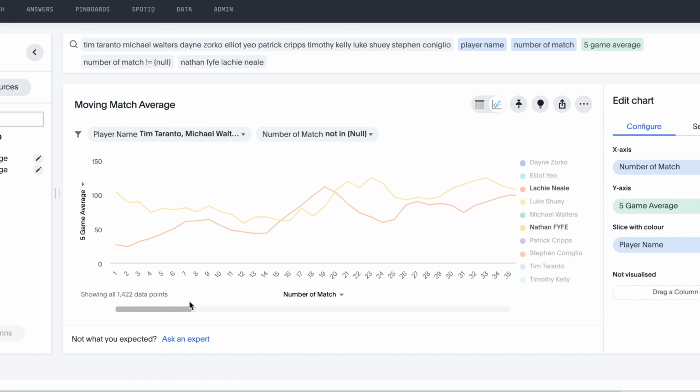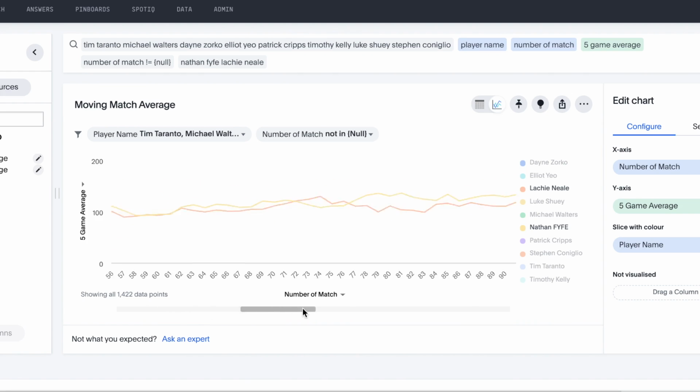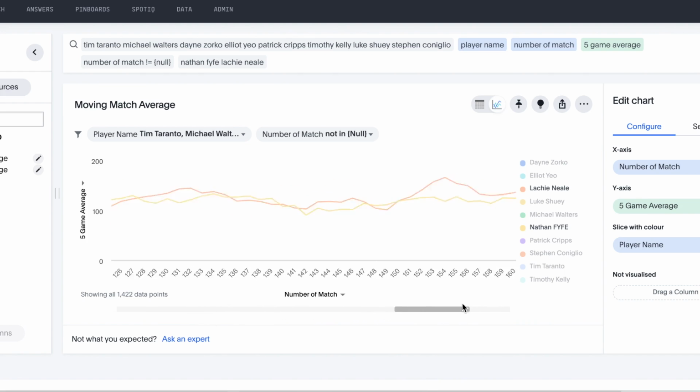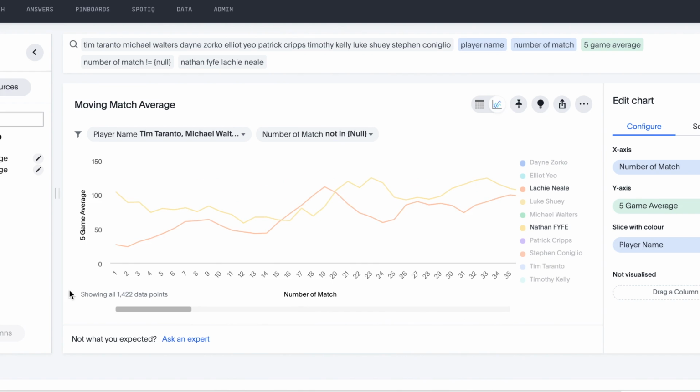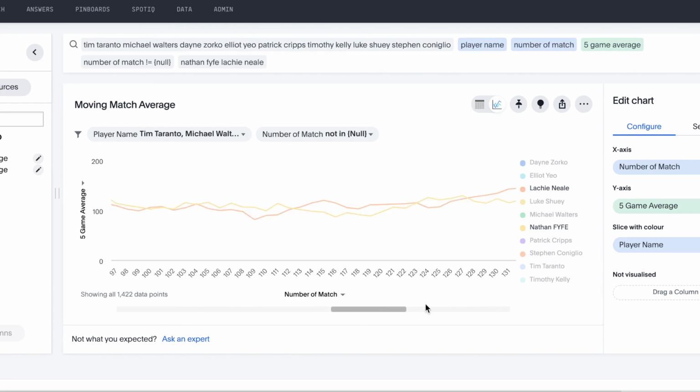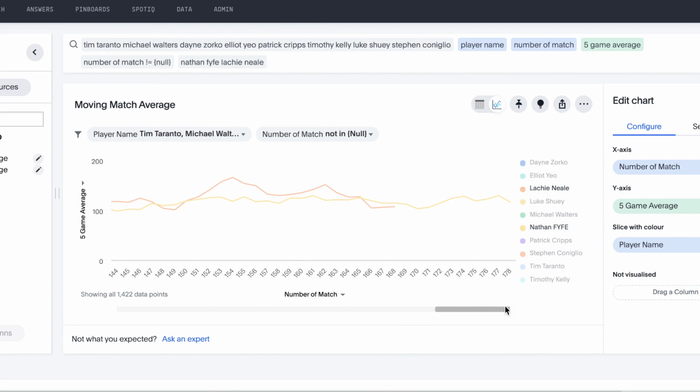Let's make sure we get it. There we go. So this is what they scored from their first match all the way through their career. So we can see that, especially at their start, this is where Lachie Neale did start his career quite poorly. But over the last few years, both of them have been really consistent.